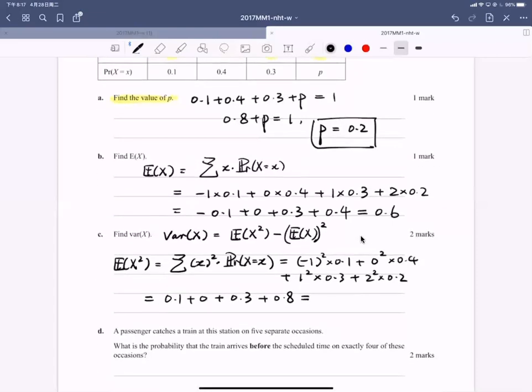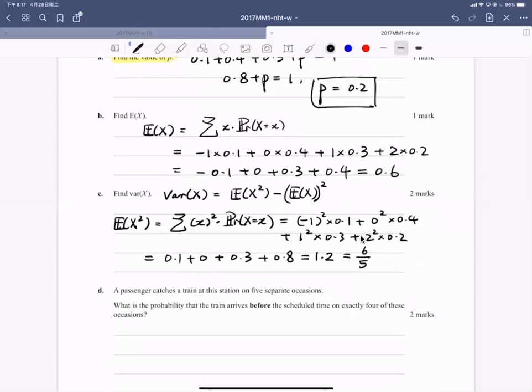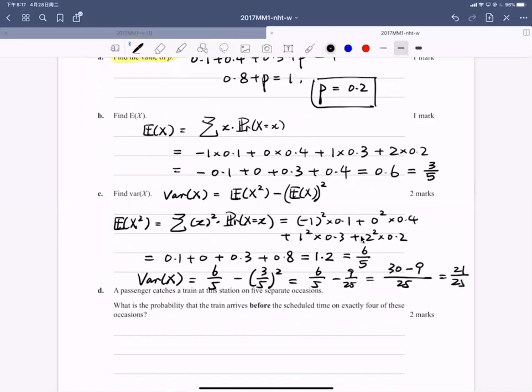Now you have 1.2, which is 6 on 5. What's next? 0.6 is your E of x. That is 3 on 5. And your variance will be 6 on 5 minus 3 on 5 squared, which means 6 on 5 minus 9 on 25. Okay, common denominator, 30 minus 9, which is 21 on 25. If I'm not mistaken, that's the answer.